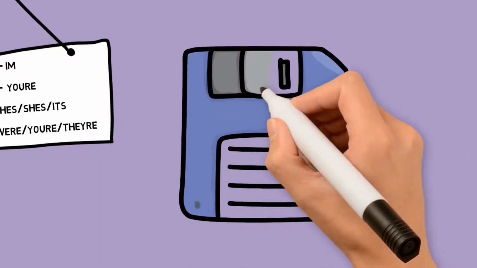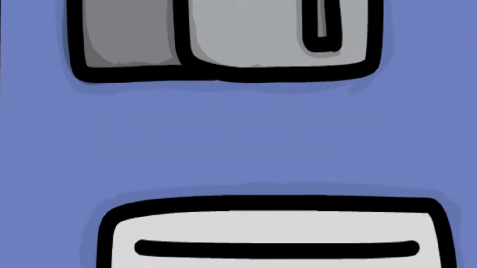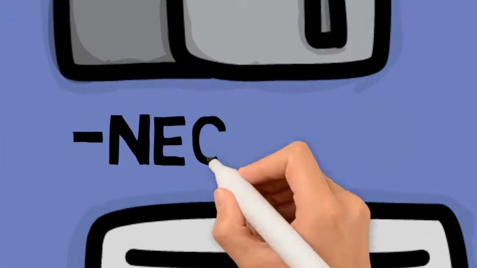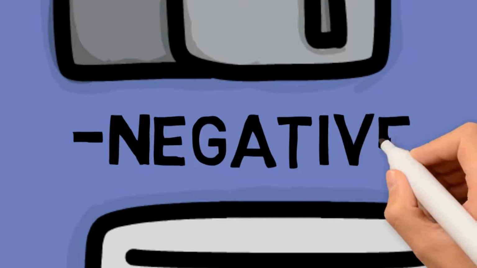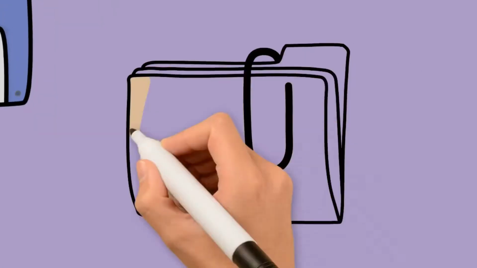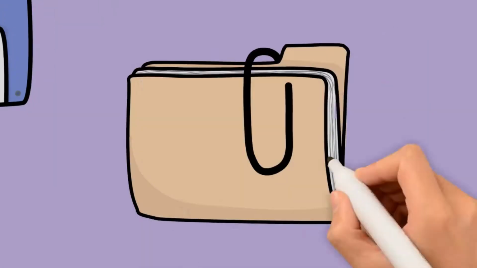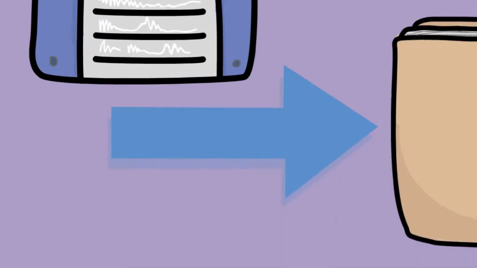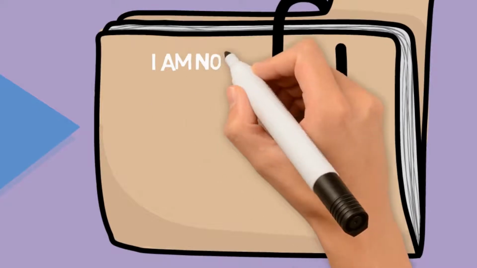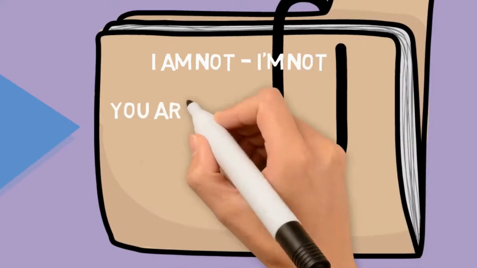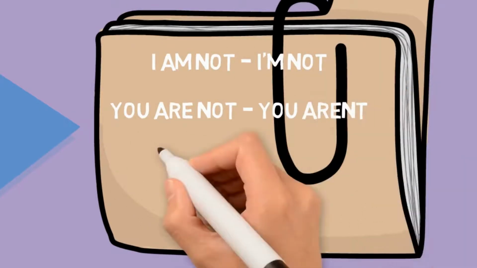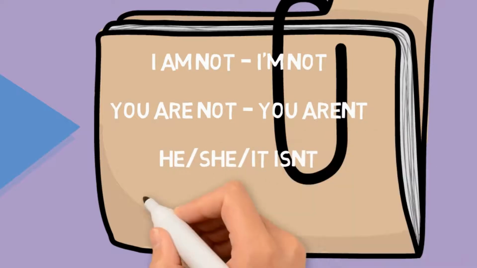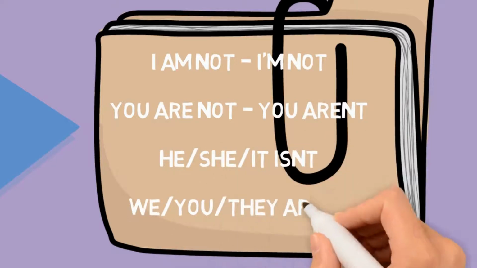And also negative. A negative sentence is usually made negative in English by placing the adverb not after the verb. For example, I'm not, or you are not becomes you aren't, he, she, it is not becomes isn't, we, you, they are not becomes aren't.